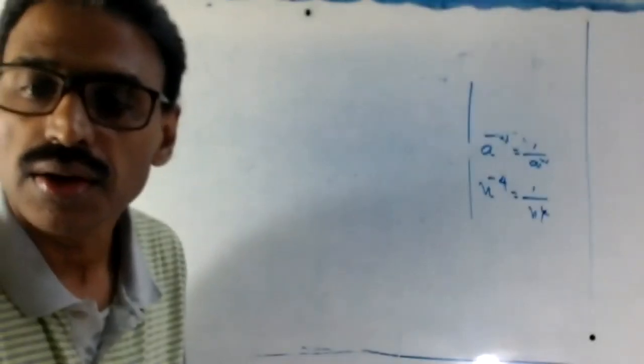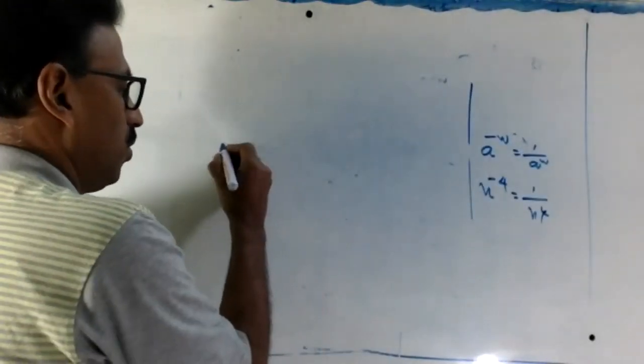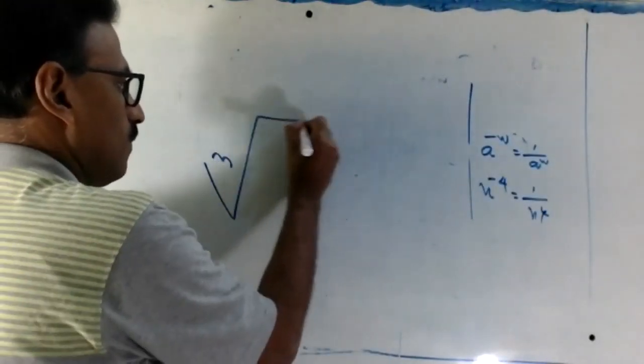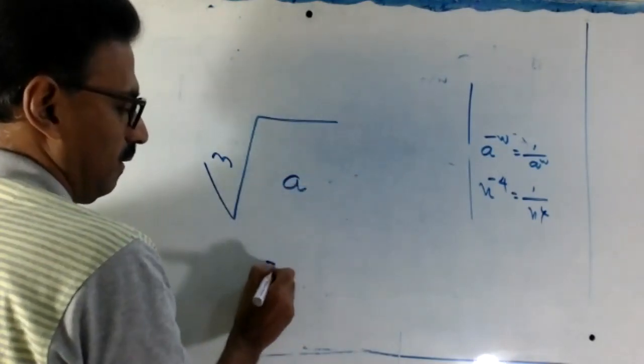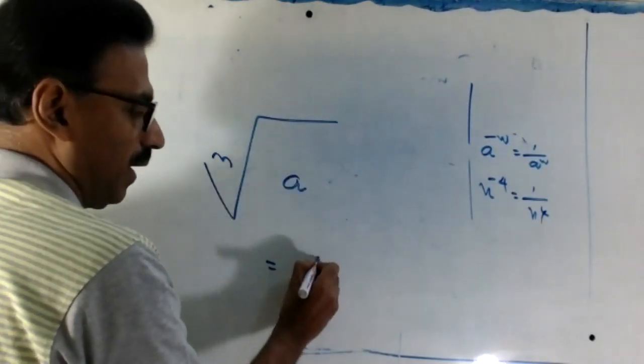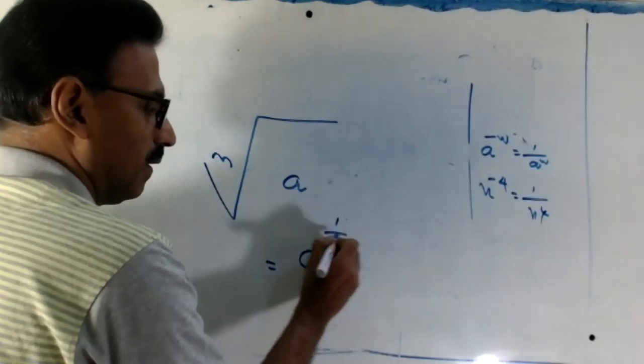Okay, look, the nth root of a. This one is coming. We can write this as a raised to 1 by n. This is the answer.